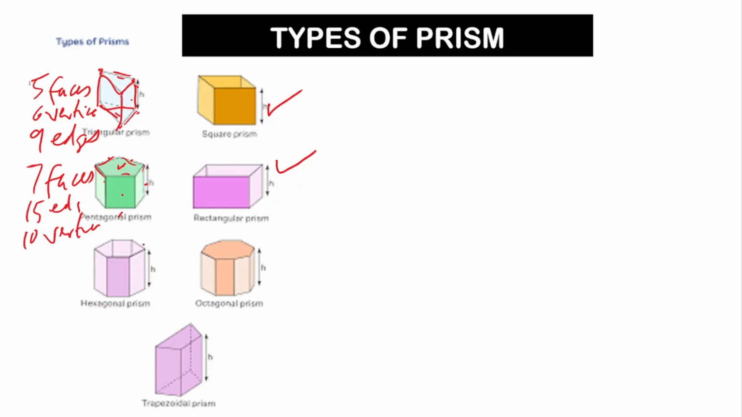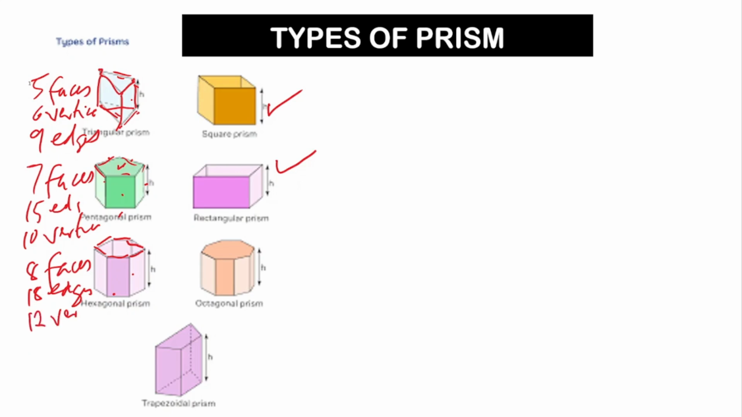Then hexagonal faces will be one, two, then six beside. That's going to be eight faces. Then how many edges? One, two, three, four, five, six. Six at the top, six at the bottom, six beside. That's going to be what? 18 edges. Then vertices, six at the top, six at the bottom. That's going to be 12 vertices.